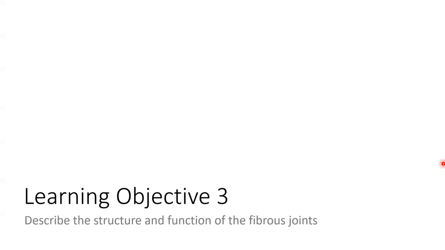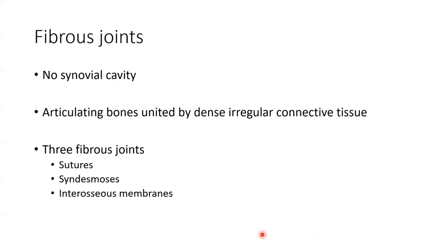So typically when we're looking at our joints, we do look at them based on how they're classified structurally. So learning objective 3 is now coming back to this classification of joints and looking at the structure and the function of each of those different types, starting first up with our fibrous joints. So as we previously noted, a fibrous joint lacks a synovial cavity. The articulating bones are then held together really tightly by dense irregular connective tissue. Fibrous joints permit little to no movement, so they can also be classified functionally as amphiarthroses or synarthroses joints.